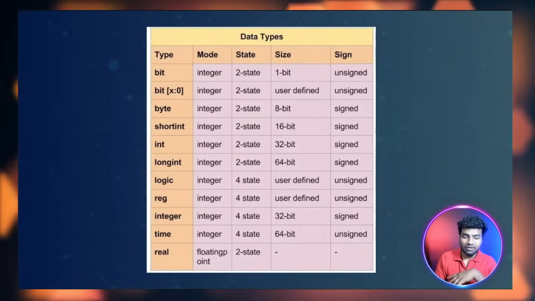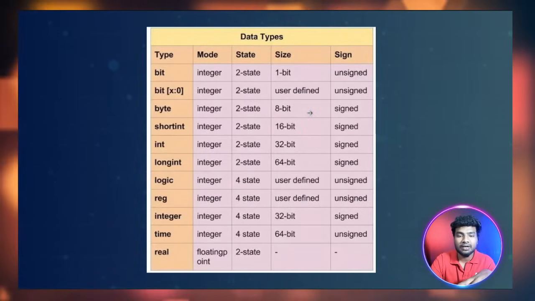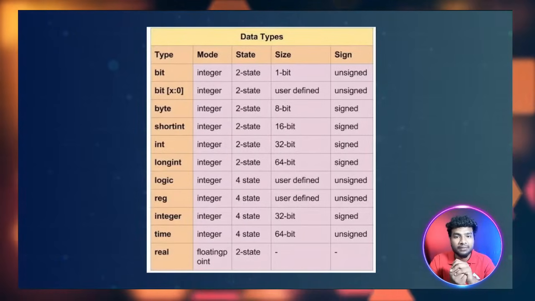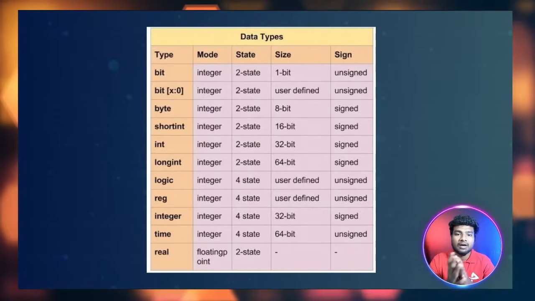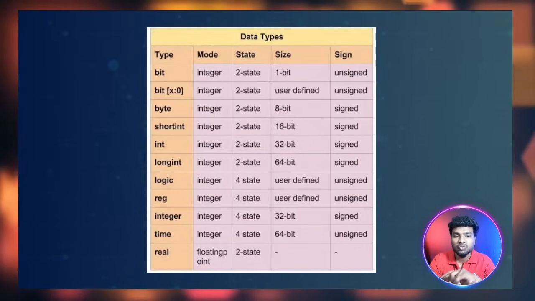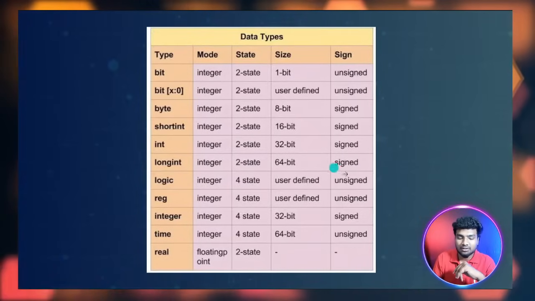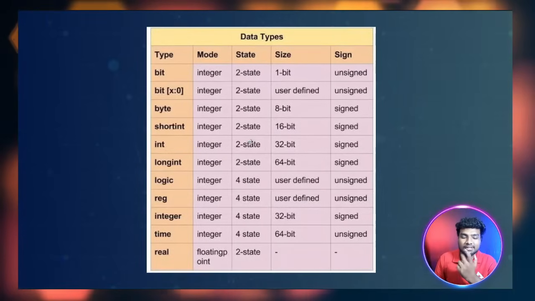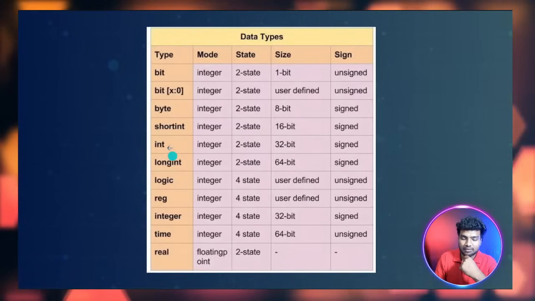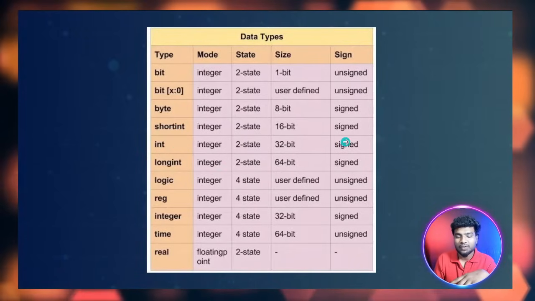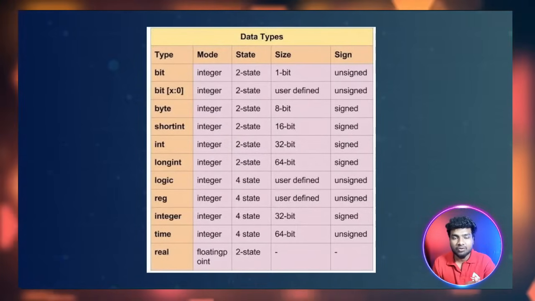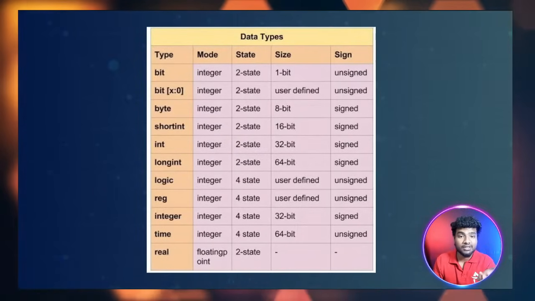Each and every data type has some state, size, and sign. Sign means signed or unsigned. Signed means it can also hold negative values, but unsigned means it can hold only positive integers. For example, if you declare one signal using byte or int, int is signed in nature, so it can perform negative operations also. We can assign negative values to that signal if you are using the int data type.